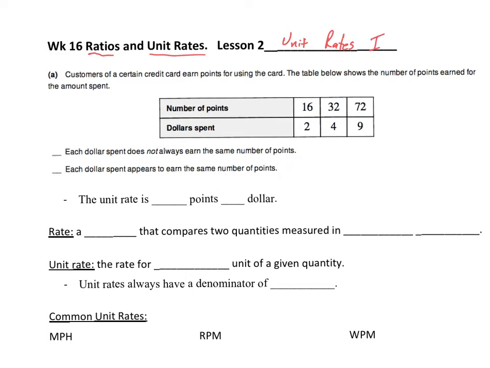All right, a customer of a certain credit card earns points for using the card. The table below shows the number of points earned for the amount spent. You can see the number of points here, the dollars spent here. So does each dollar spent appear to have the same number of points or not? Well, we can figure out that 2 times 8 is 16, 4 times 8 is 32, 9 times 8 is 72. So for every $1 spent, you get 8 points. So the unit rate is 8 points per $1.